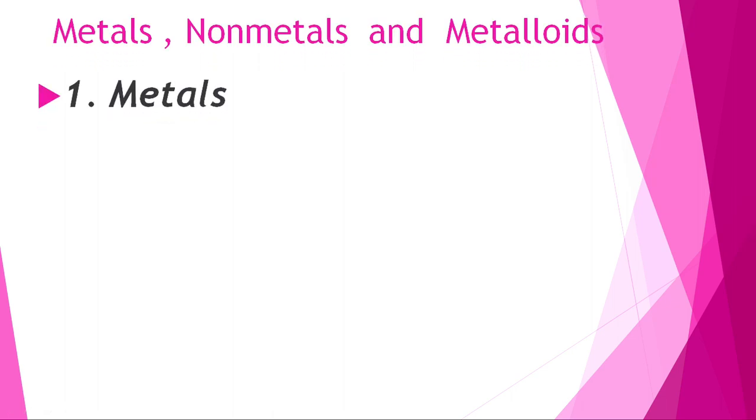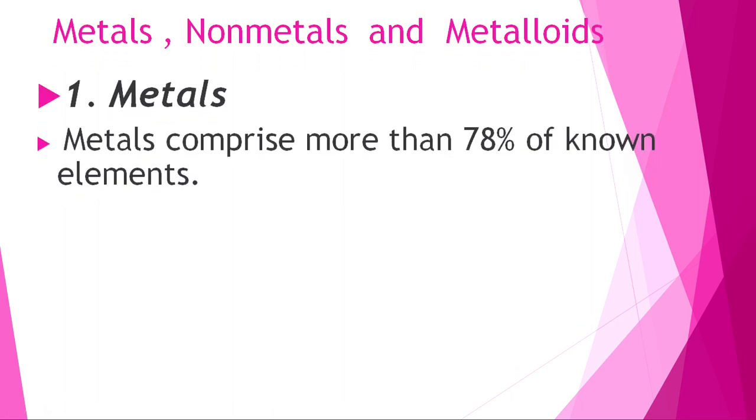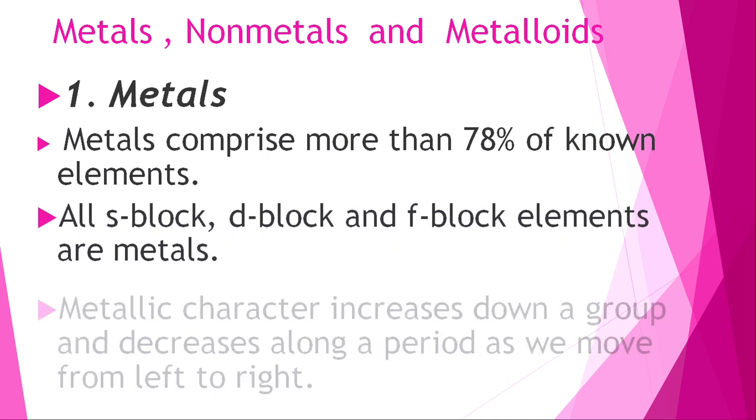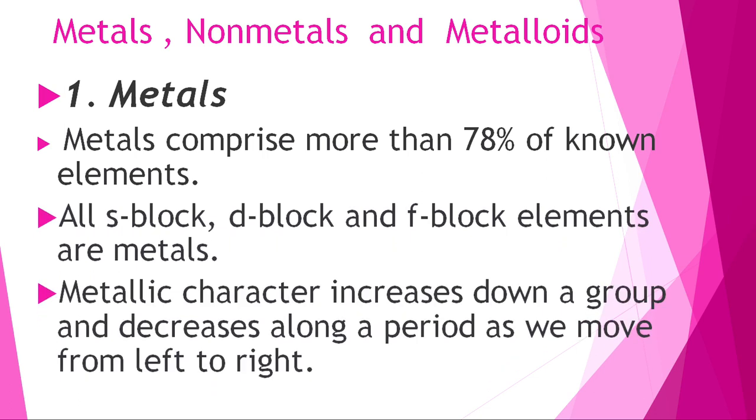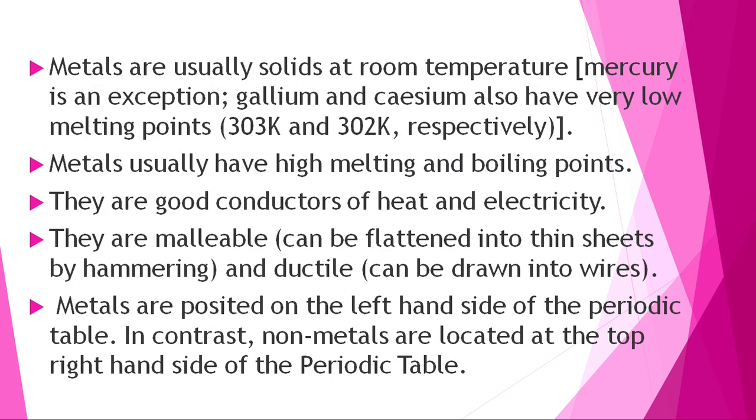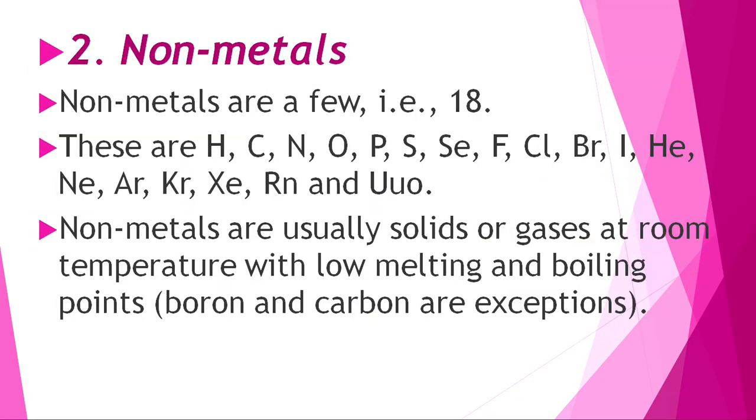Now there is another kind of classification: metals, non-metals and metalloids. You are very well familiar, so we will just take a quick revision. Metals are more than 78%. Their characteristics are that they are malleable, ductile, sonorous, good conductors of heat and electricity, and their position is on the left hand side of the periodic table. And non-metals are at the top of the right hand side of the periodic table, and there are very few, only 18. They can be solid, liquid or gases. They generally have low melting and boiling points.